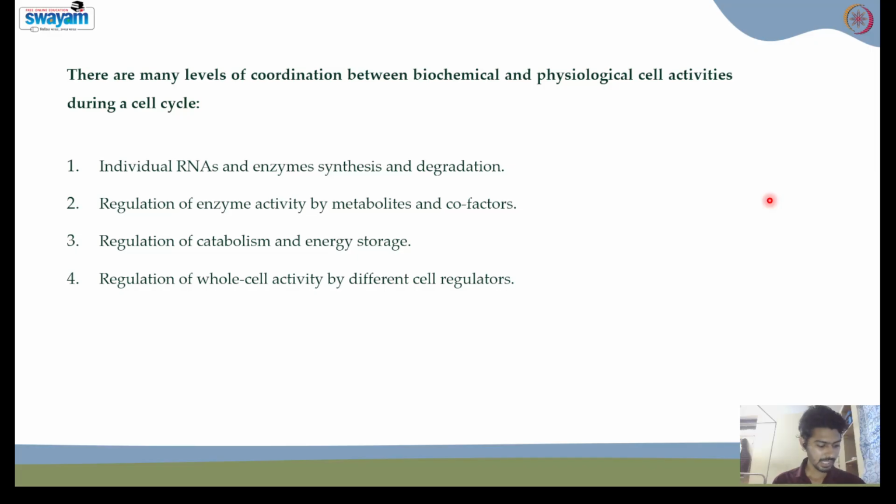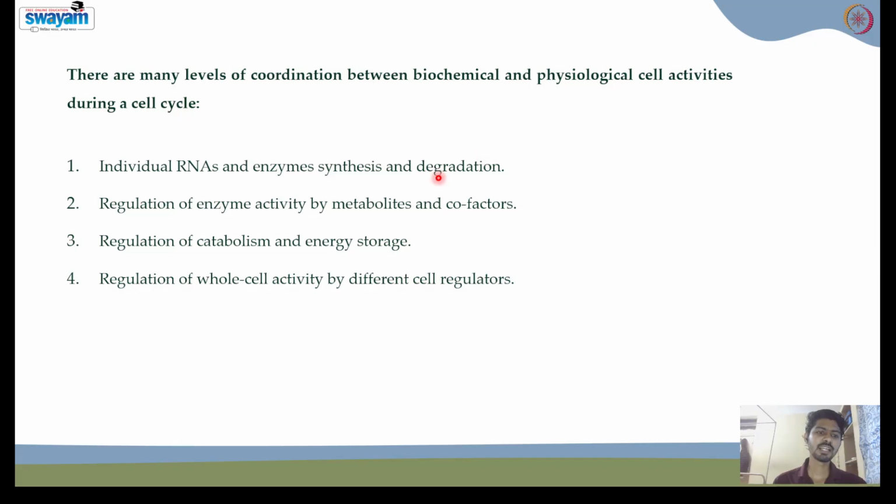Now we will see that there are many levels of coordination between the biochemical and physiological cell activity during the cell cycle. We have seen that at every stage there is a checkpoint, and the checkpoint contains various enzymes and their complexes. So how does it coordinate? It coordinates at different levels.